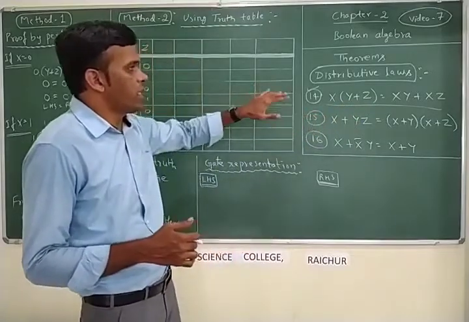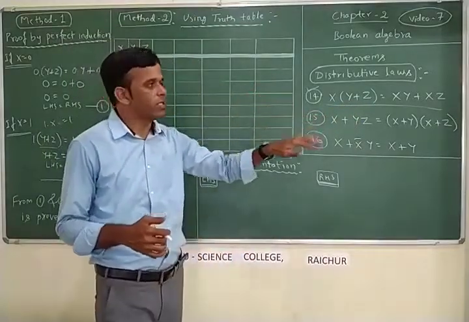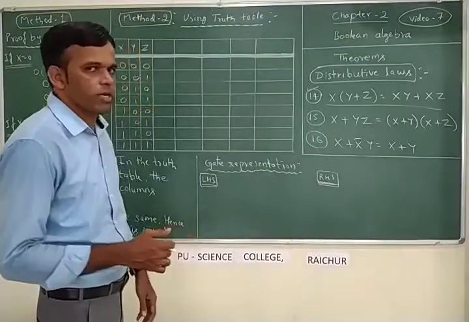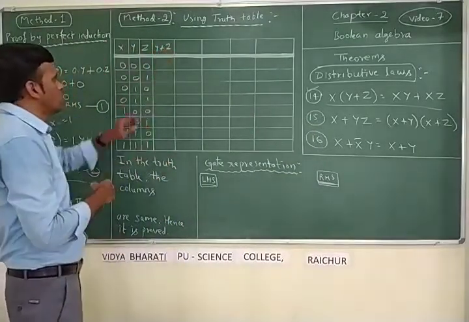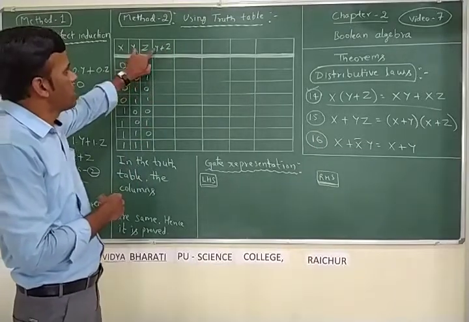So here within the bracket we have to give first the y + z. OR operation is there, so we'll go for the y + z. So these two columns we have to refer. It's an OR operation.